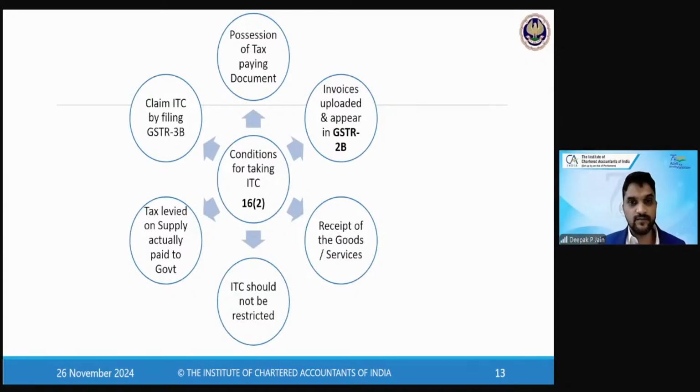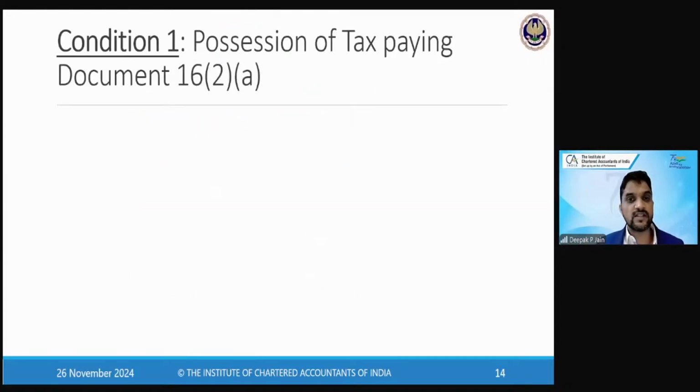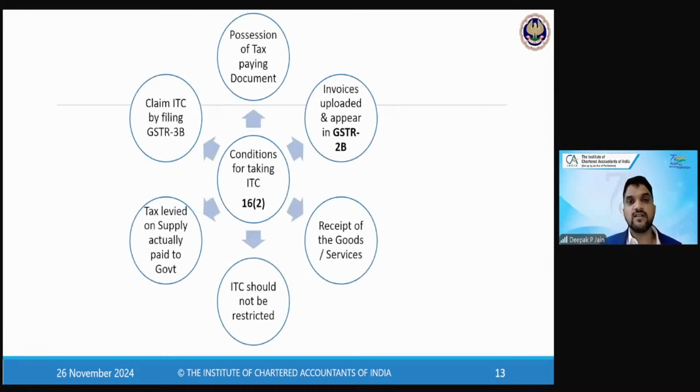Now, we'll come to 16(2), which says that there are some conditions, and if you satisfy these conditions, then the credit we discussed in 16(1) will be available. So section 16 subsection 2 gives you 6 conditions. If you satisfy these conditions, then you are eligible to claim the credit.